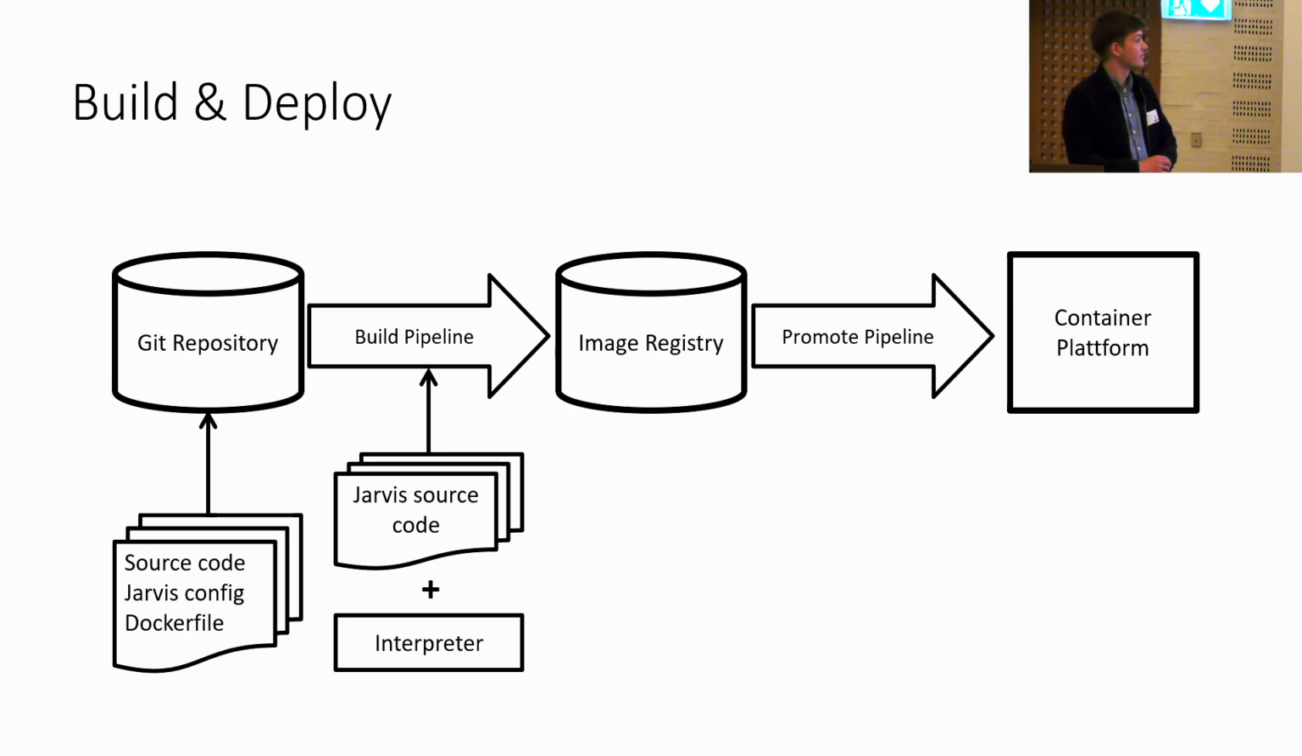I will also be very brief on this slide, just to show what the build and deploy process looks like. We have a Git repository where we store our source code, the Jarvis config, and our Docker file. Then you can trigger a build pipeline, and on build, you add all of the other components to the image. Then you end up with your custom image in an image registry. Finally, you trigger another pipeline to promote everything to the container platform. And then, yeah, you're basically already done.